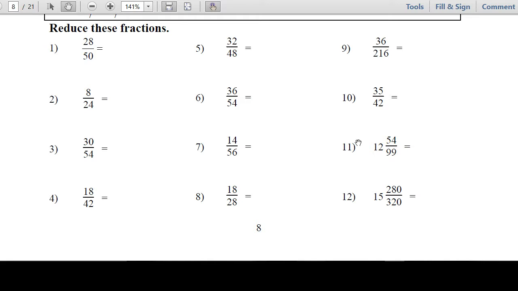Okay. So number 2, 8 over 24. So you have 2 times 4, 2 and 2, which is 2 times 2 times 2. 2 and 12, 2 and 6, 2 and 3, which is 2 times 2 times 2 times 3. So it's 1/3. Good.